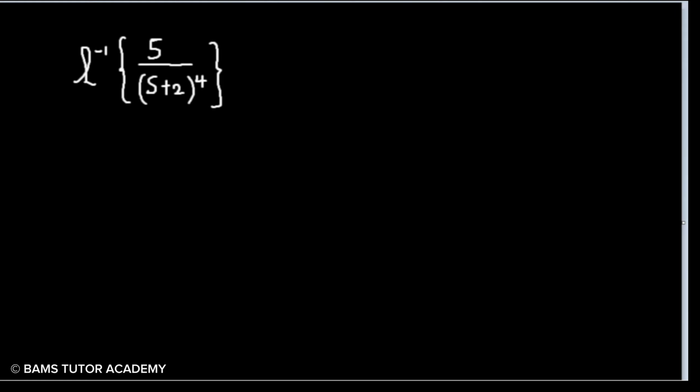So we want to find the inverse Laplace of 5 over (s plus 2) to the power of 4. The first thing we want to do is to separate this. We can bring out the 5 since it's a constant. Then we'll have 5 times the inverse Laplace of 1 over (s plus 2) to the power of 4.